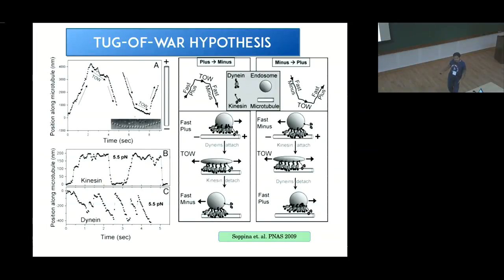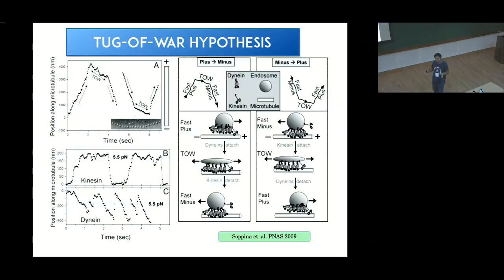So this is a standard tug-of-war picture that we have for motor-driven motion where both types of motors are active. And in fact, there have been a lot of experiments, so these are actually experimental tracks, which show signatures of this tug-of-war type of motion.